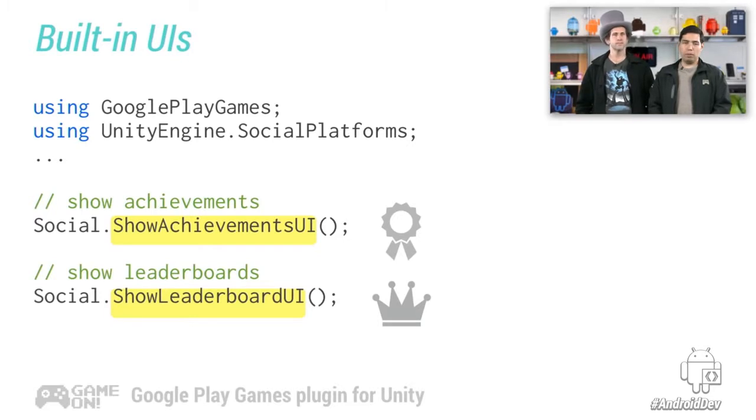And then we also have the built-in UI. So that you don't have to create the UIs yourself, we have some built-in UIs you can show using just one line of code. So if you just want to show the standard achievements UI, you can just call show achievements UI. And then if you want to show the standard leaderboard UI, same thing, just show leaderboards UI.